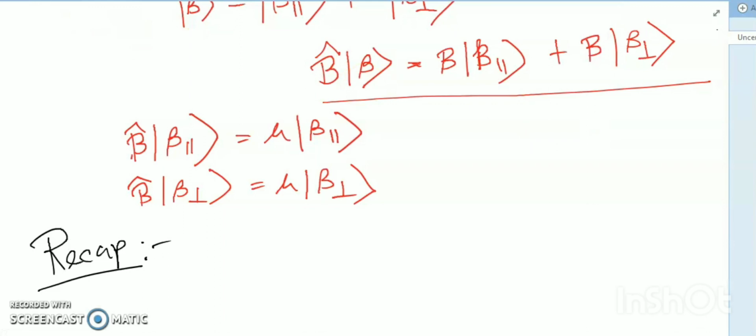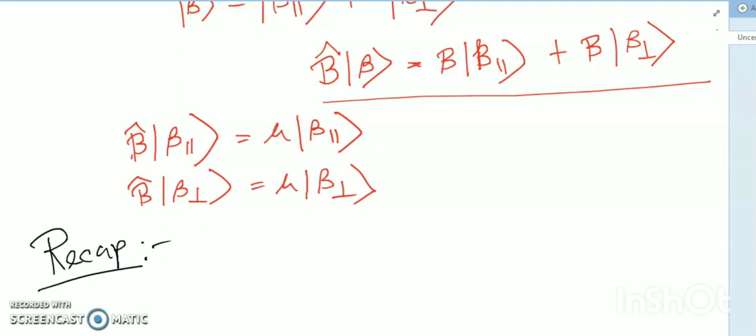Since everything in this eigenspace is an eigenvector of A, we have found vectors in this eigenspace that are eigenvectors of both A and B.